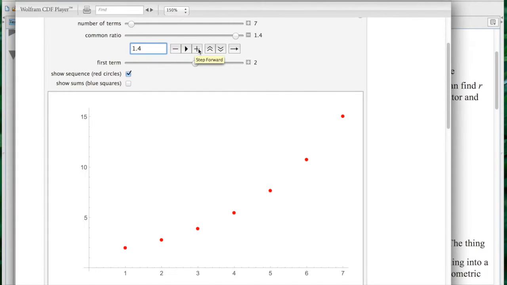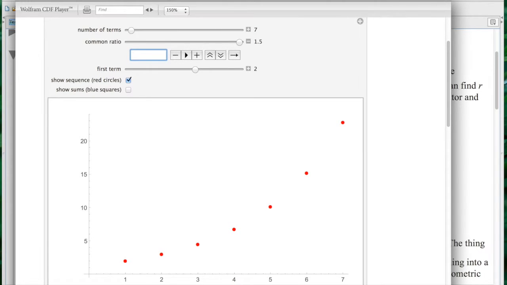Now you'll see if we increase the R value even more, this would be a more rapidly increasing sequence. Okay, so with 2, we've already gone up to 120 with just 7 terms. So what happens when R is less than 1 but greater than 0? So I'll put in 0.5.